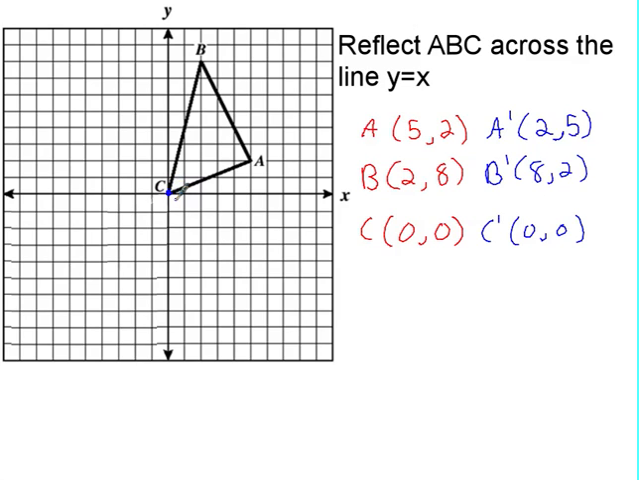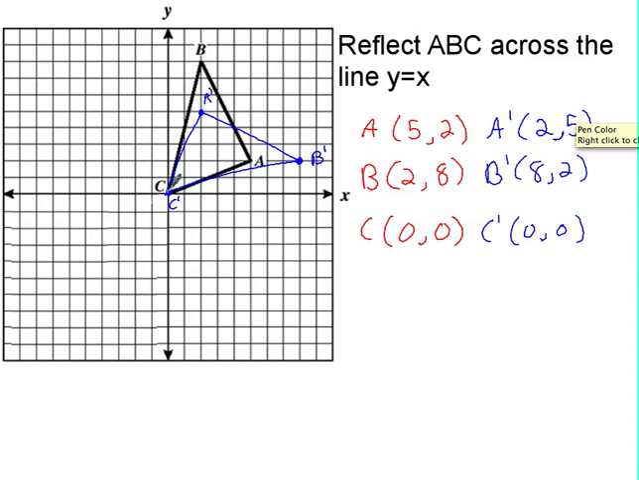So there's C prime, A prime, B prime. Go ahead and plot those points. And they're overlapping, so it might be hard to see, but when you're all finished, you'll see that it has been reflected across the line y equals x. And we can even draw the line y equals x just to make sure that it looks right. So there's our object. It looks the same, it's just been reflected.